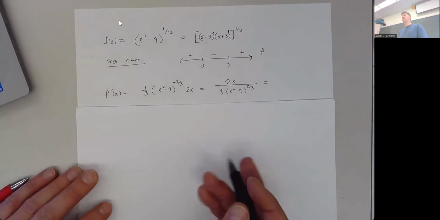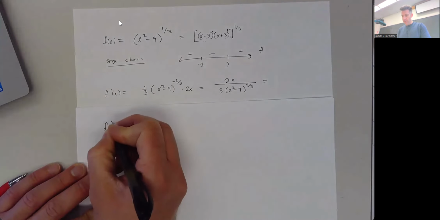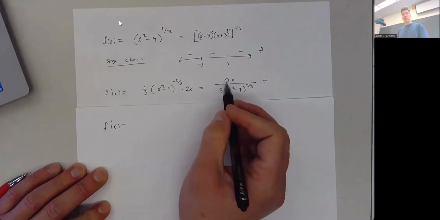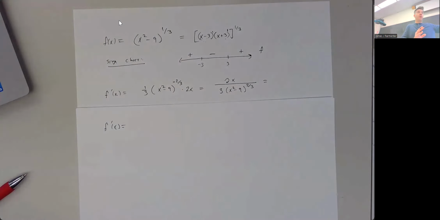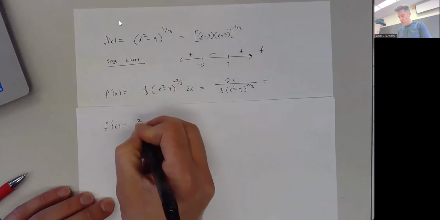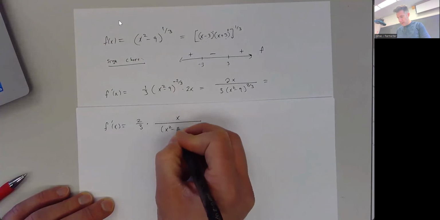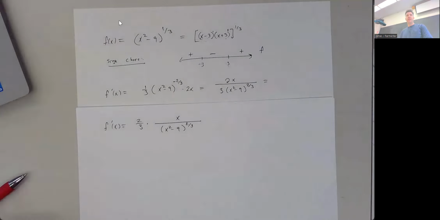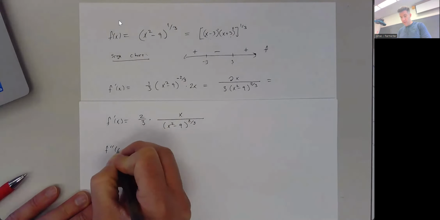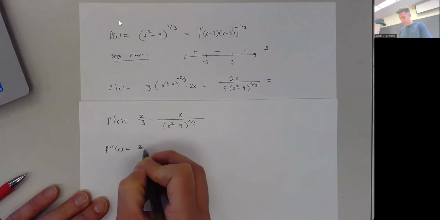I will make one other small adjustment. I'm going to rewrite f prime, and I'm going to factor out the 2/3 in front, because if you have a constant multiple, it just gets to hang out. So let's write f prime as 2/3 times x over x squared minus 9 to the 2/3 power. I think that's going to be a little bit nicer to deal with. And you're welcome to do this if you have a constant multiple on top or on the bottom. You can just pull it out. Still has to stay there, right? It doesn't go away. But when we take the derivative, that 2/3 just gets to hang out in front.